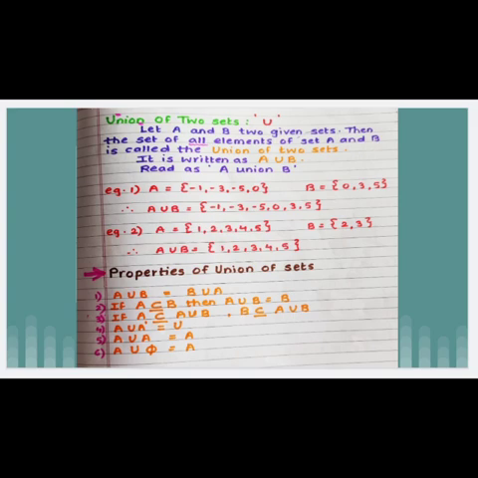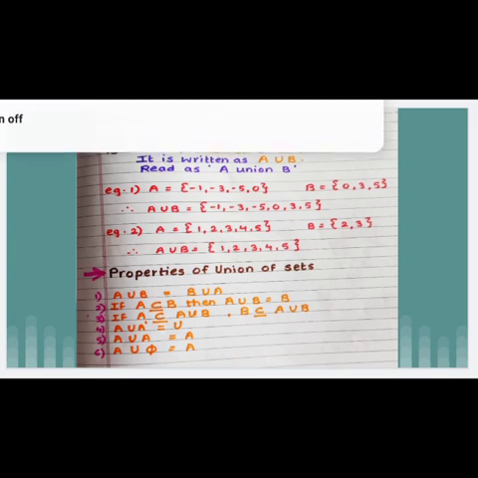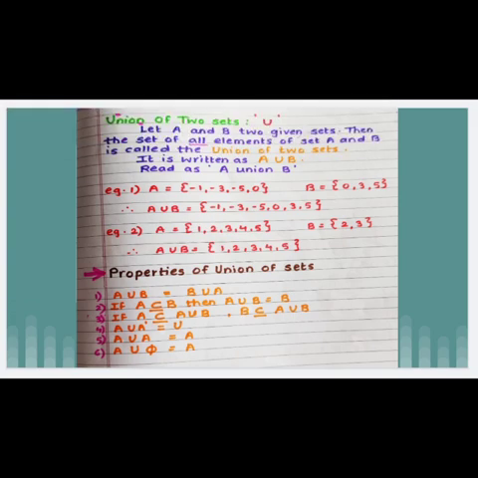Example 2. Again they give two sets. We have to write down A union B. So we will write down all the elements from both the sets. Hence we get A union B is equal to {1, 2, 3, 4, 5}.